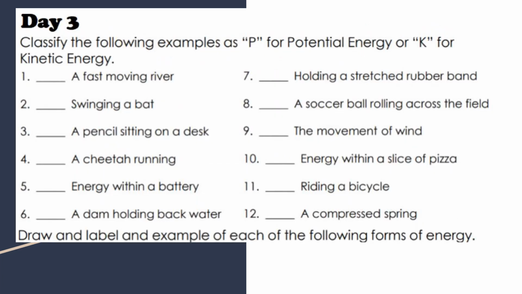All right, so let's go through this list very quickly. I'm not going to draw a label, but I'm going to let you guys handle that one yourself at the end. But let's go through. Fast-moving river. That is going to be kinetic energy. Now, I would argue that the river has an elevation. That's why it flows from high ground to low ground, but that's overly complicated. Swinging a bat, kinetic energy. Pencil on a desk is off the floor, so it's going to be potential. A cheetah running, let's just put a K for kinetic. Energy within a battery.